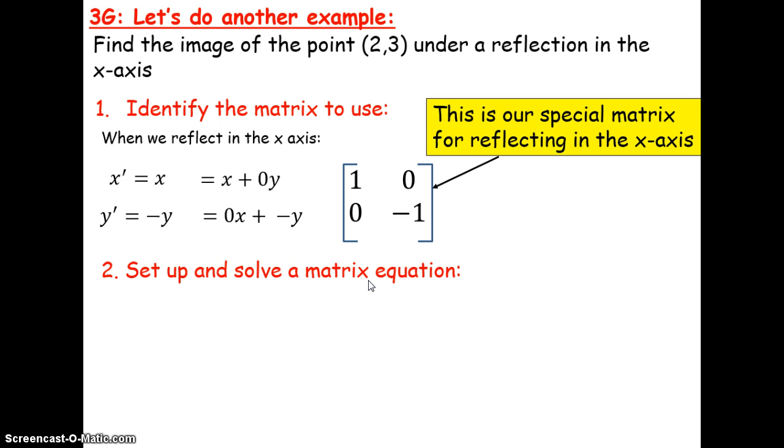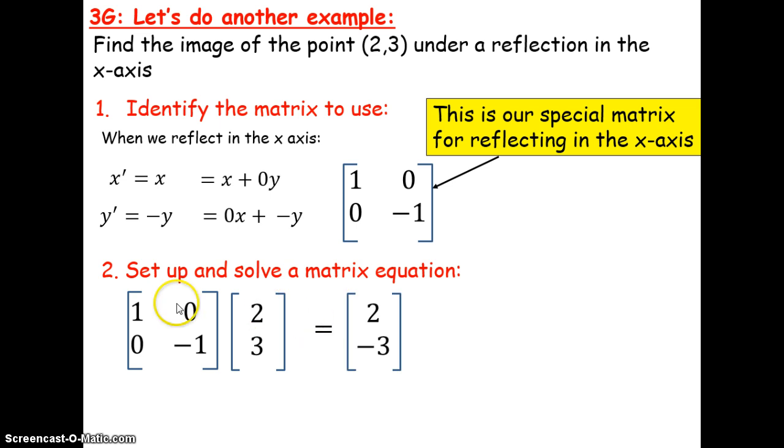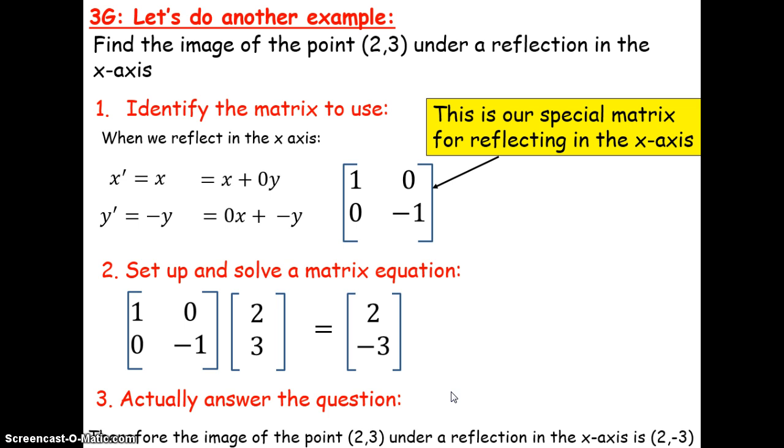We then want to set up and solve the matrix equation. So all we need to do is multiply our special matrix there by the point 2, 3. Let's do it. So we get 1 times 2 plus 0 times 3 is 2. 0 times 2 plus negative 1 times 3 is negative 3. So now we actually answer the question and we say, therefore, the image of the point 2, 3 under reflection in the x-axis is 2, negative 3.